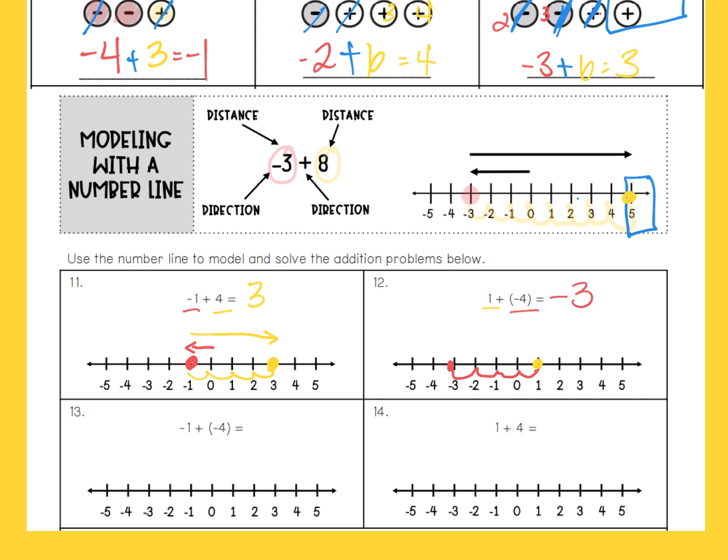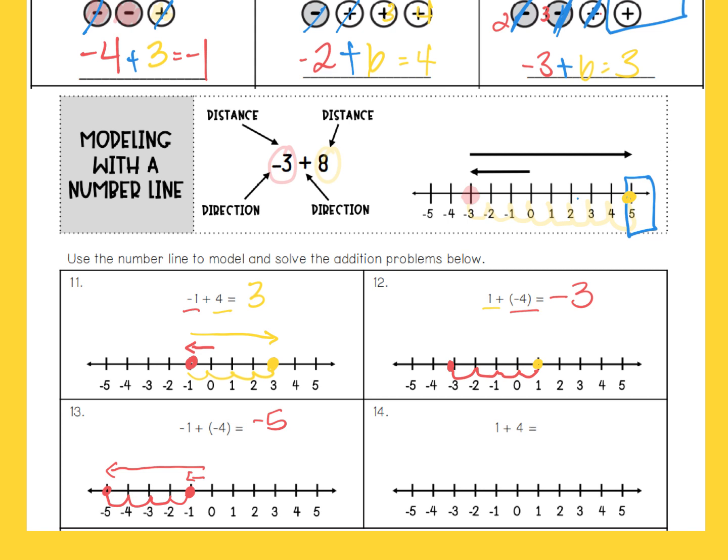All right, now I'm going to add negative 1 plus negative 4. So we know that I'm going to start at negative 1. And I'm going to add negative 4. Since I'm adding a negative, I'm going to go backwards 4 places. So 1, 2, 3, 4. Negative 1 plus negative 4 equals negative 5.